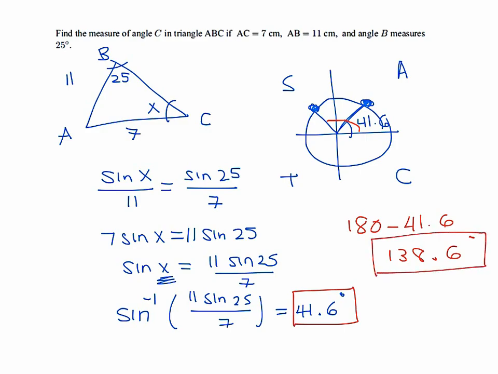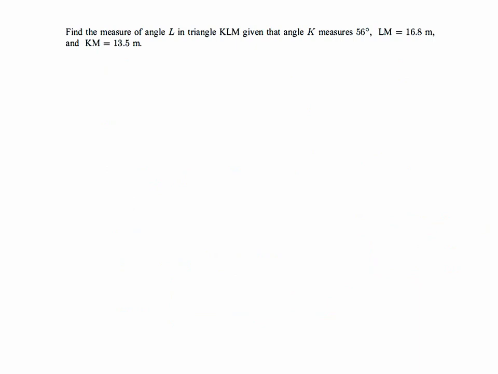We also need to make sure that these answers make sense. 41.6 comes if the triangle is acute, and 138.6 comes if the triangle is obtuse. If we add the angle of 25 to both, it doesn't go over 180 degrees in total. So there are two possible triangles in this case.